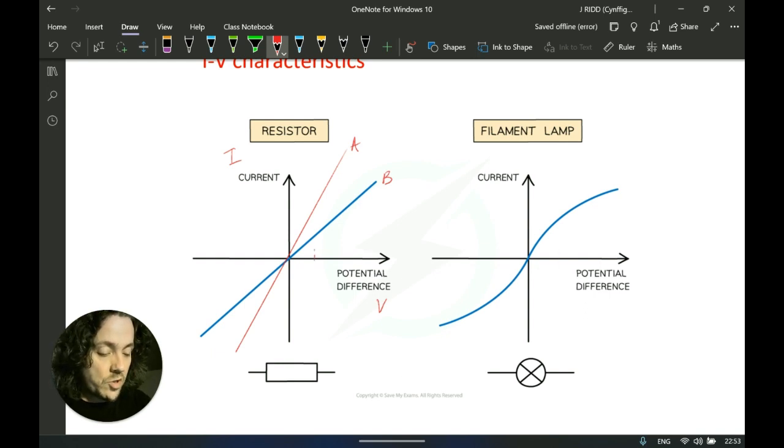Now, if you imagine we've got a voltage here, and we draw this across for both, then we can all agree that resistor A, for the same voltage, allows more current to flow through. So this would be a lower resistance, and B is higher. And that's helpful, and that's good to know, especially when we move on to the filament lamp.